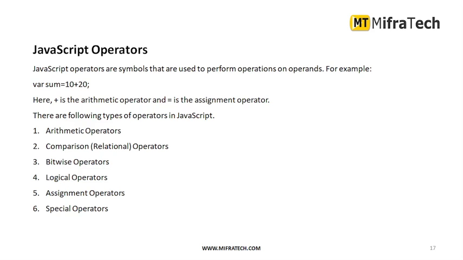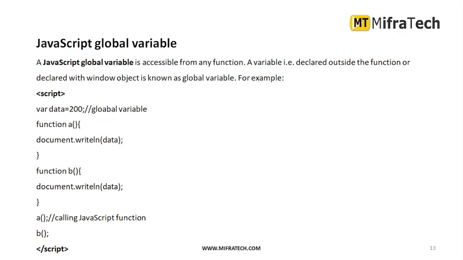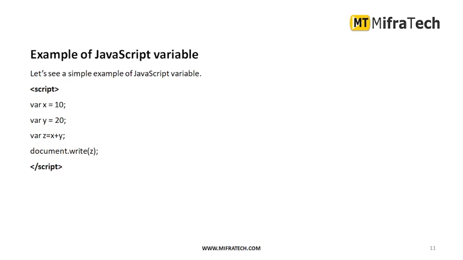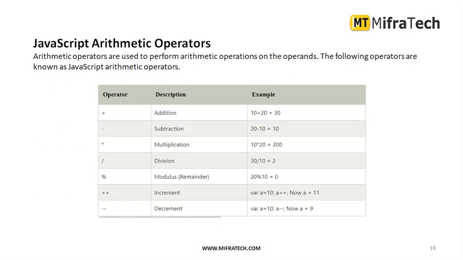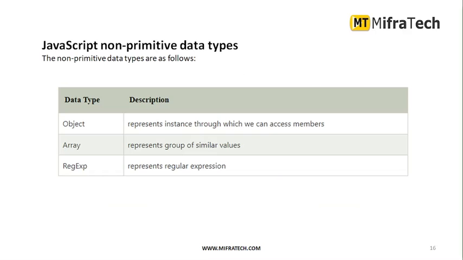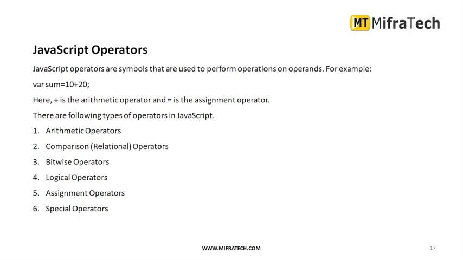In previous slides, I have explained a variable z = x + y. This is an addition of two numbers, or we can declare the sum like var sum = 10 + 20. It is called an arithmetic operator, where here plus is the arithmetic operator and equals is an assignment operator. The value will be assigned and the output will be shown.